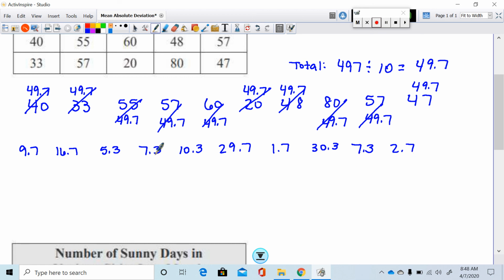1, 2, 3, 4, 5, 6, 7, 8, 9, 10. You find the total of those. So when you add those up, you get 121. And then you divide by how many numbers are on the list again. So divided by 10 is 12.1. And that is your mean absolute deviation.